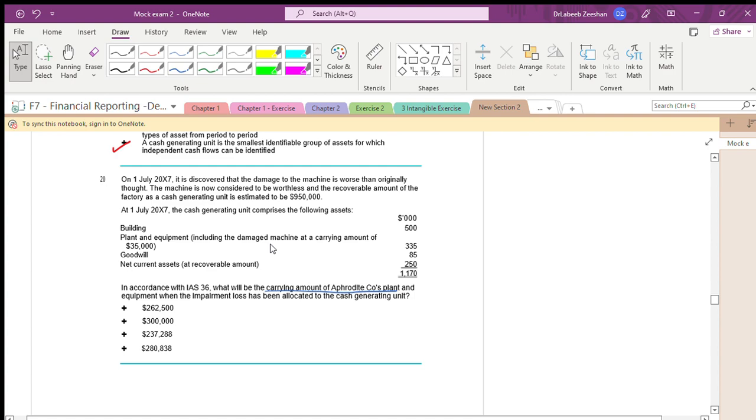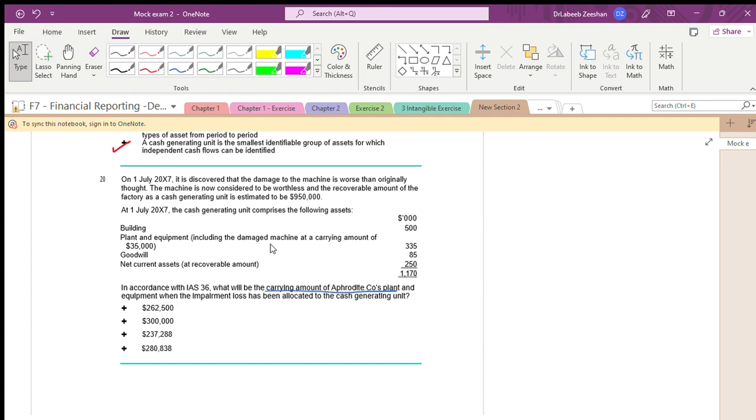Next. What is the carrying amount? Okay. On 1st July 2007, it is discovered that the damage to the machine is worse than originally thought. I will give you 1 minute to think and tell me the answer. If your answer is right, I will go forward. If not, then I will explain. The machine is now considered to be worthless and the recoverable amount of the factory as a cash generating unit is 950,000.